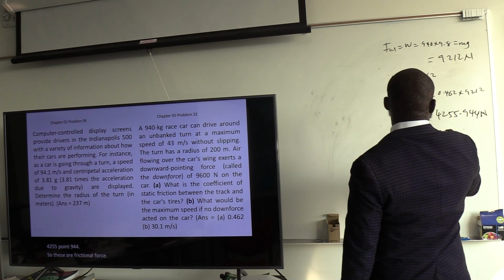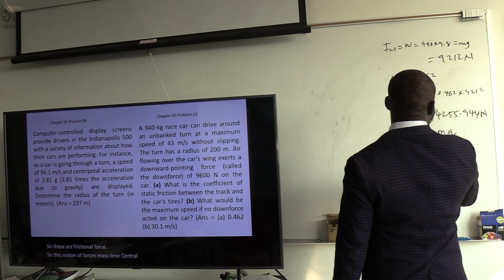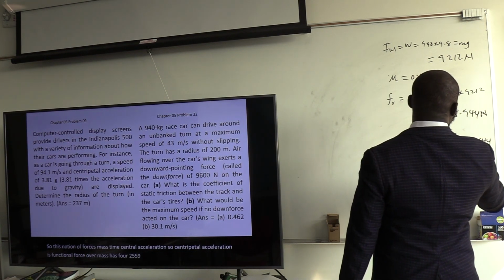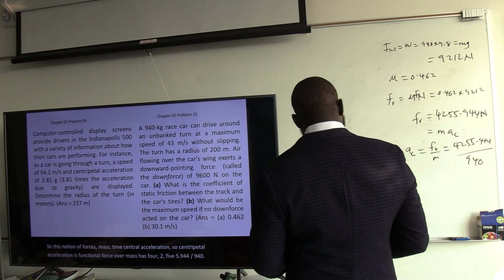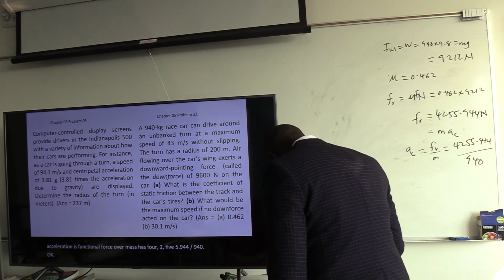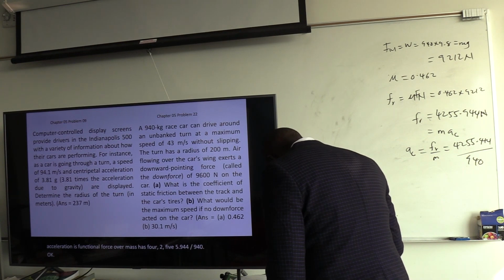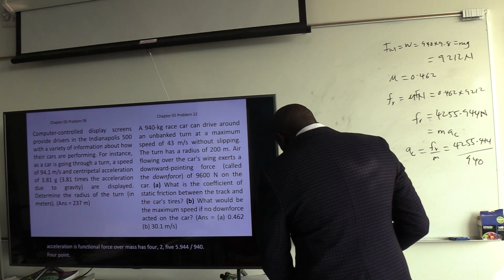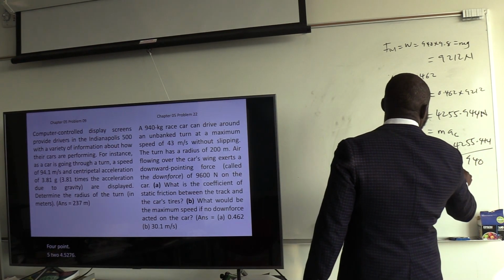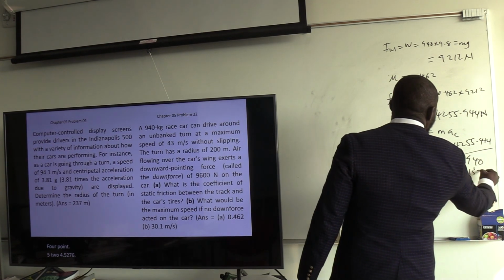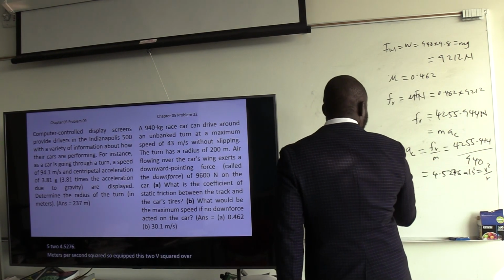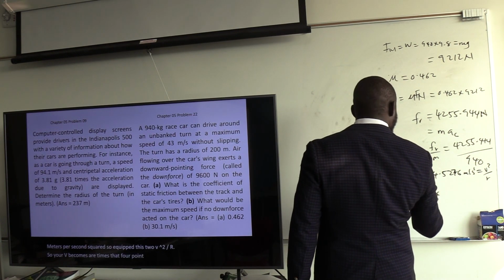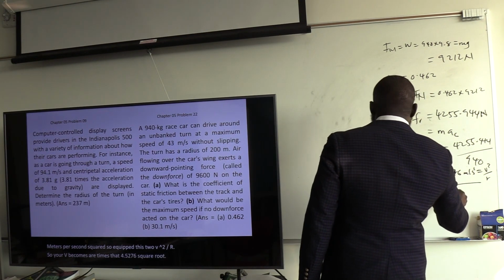So this frictional force is mass times centripetal acceleration. So centripetal acceleration is frictional force over mass. That's 4255.944 divided by 940, which is 4.5276 meters per second squared. So equate this to v squared over r. So your v becomes the square root of r times 4.5276. Our radius is still the same.